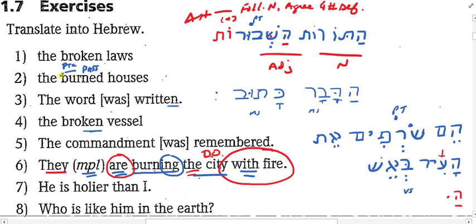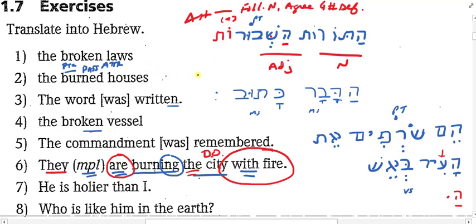Last question. As a participle, is this attributive, predicative, or substantival in its function? It is attributive because it's telling me what kind of houses we're talking about. The burned houses, the burned kind. All right. That means that I have to follow the standard word order for attributive adjectives, which is noun first, adjective second. It also has to agree in what ways? Gender, number, and definiteness. That's right.